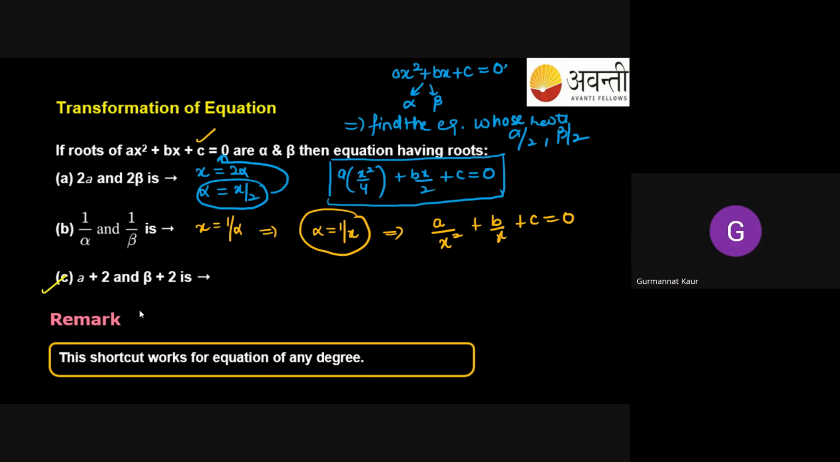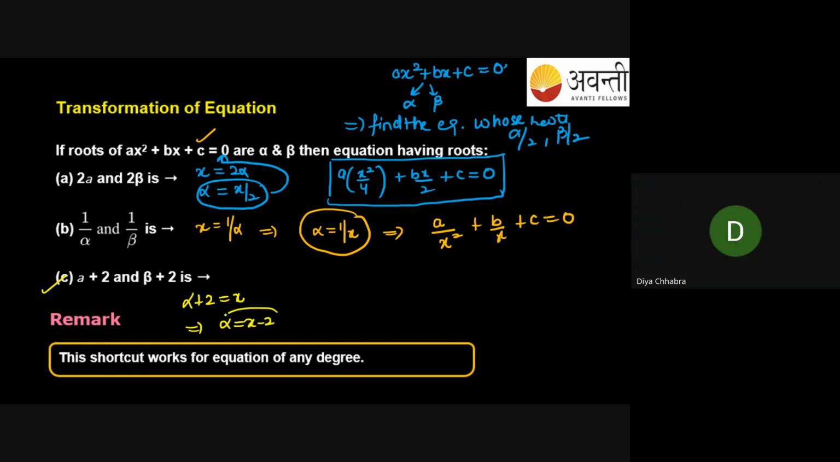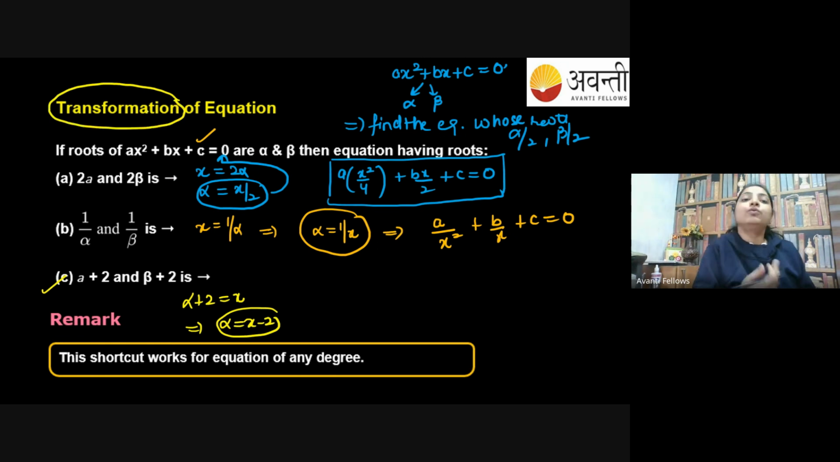Yes, ma'am. So Vatsal, for the next part, can you tell me what I need to put? Alpha plus 2 equal to x. Wonderful. So alpha plus 2 is equal to x. It means I need to just replace alpha with x minus 2. So now everyone has got the name, transformation of equation. Actually you're transforming your equation to new roots. Clear?